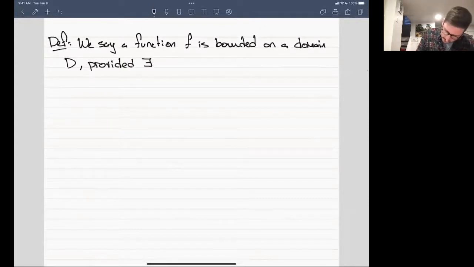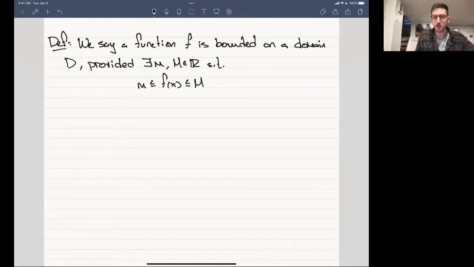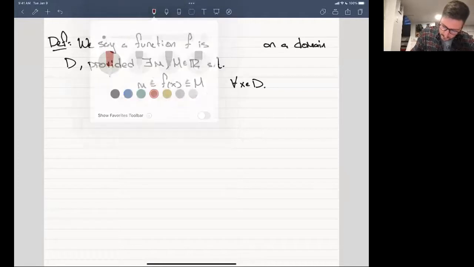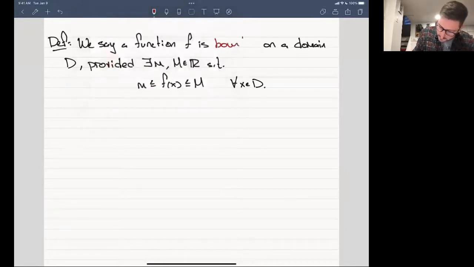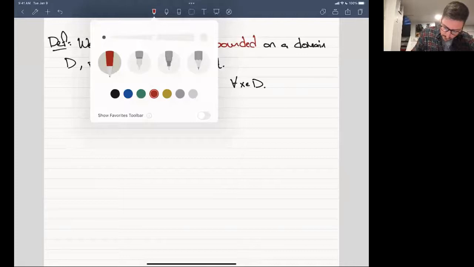there exists little m and big M in R, such that little m is less than or equal to f of x, which is less than or equal to capital M for all x in your domain. Okay, so let's make this red so that we can emphasize it. And let's just think about this for a second.